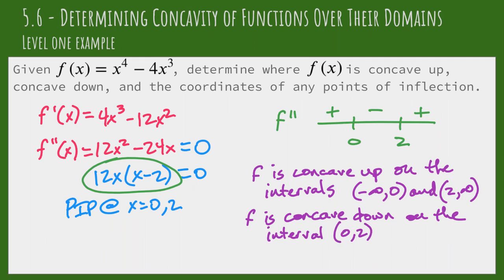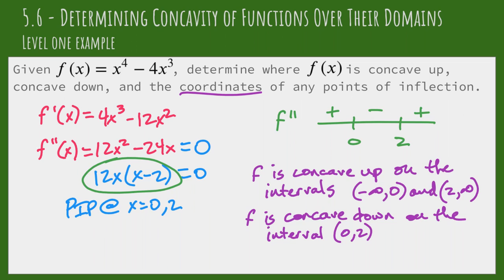And then the last question is, what are the coordinates of any points of inflection? Well, we're going to get points of inflection, remember, where the concavity changes. And we do have a change in concavity at both x equals 0 and x equals 2. So we do get inflection points at both of those x values. But we do want the coordinates because that's what it asks for in the question. A lot of times the question might just say determine the x coordinate of any points of inflection, and then we just would say 0 and 2.